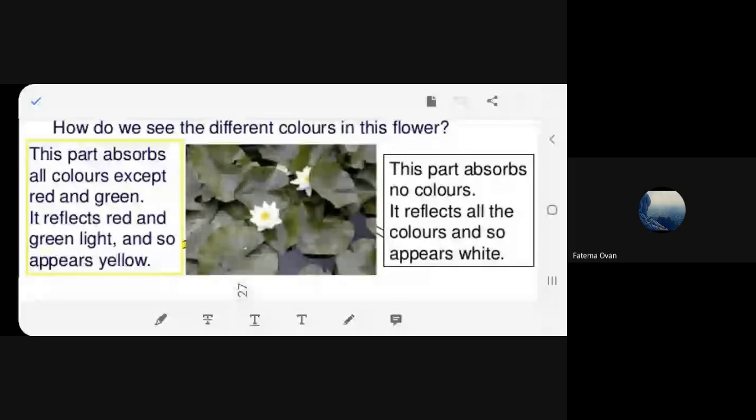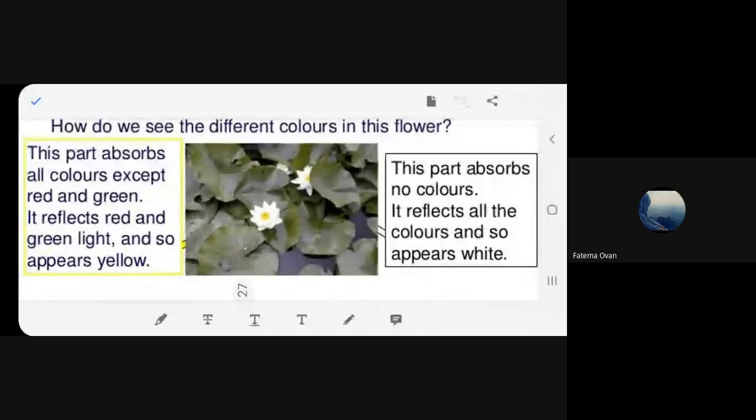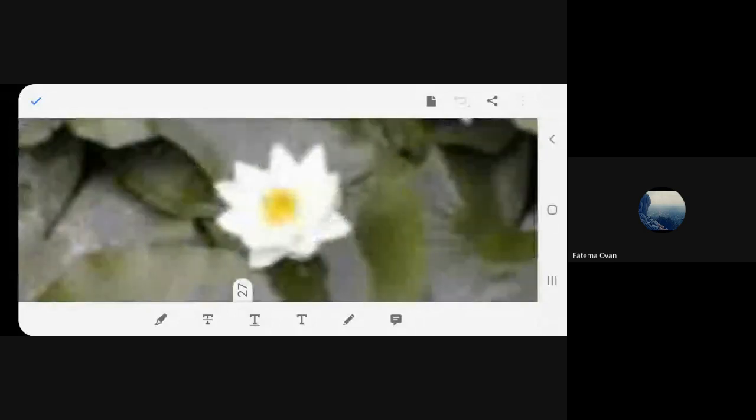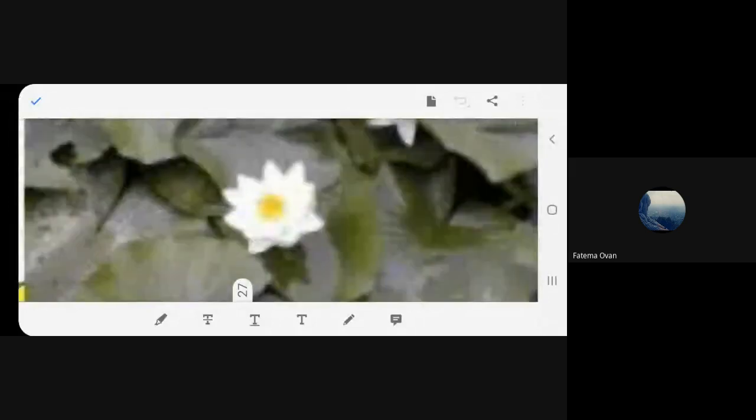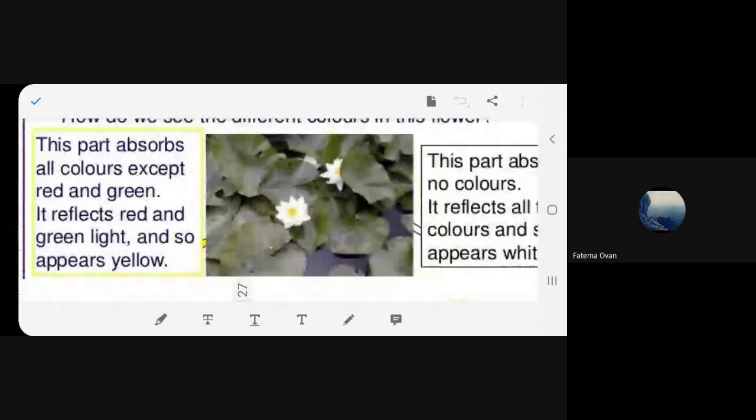Okay, stop it now. Now the part. You can see this yellowish part. You see this yellowish part of the flower? Okay. Now this part is absorbing all colors except red and green. So what is it doing? It is reflecting red and green. When it reflects, red and green mix.